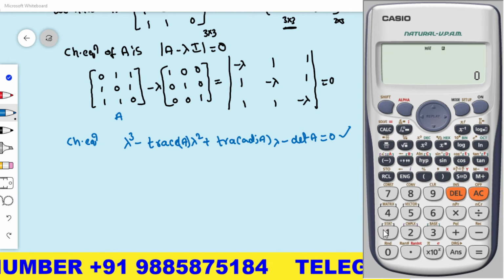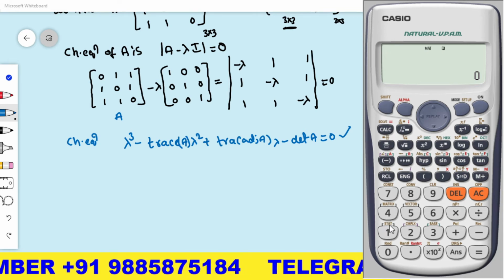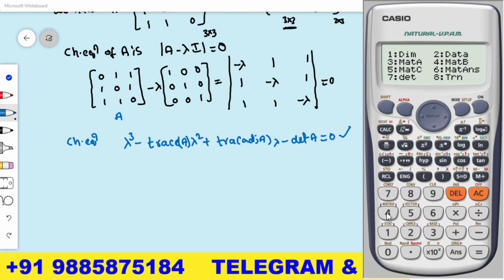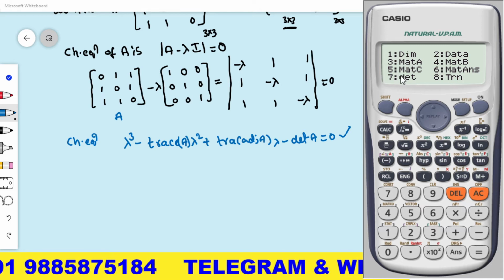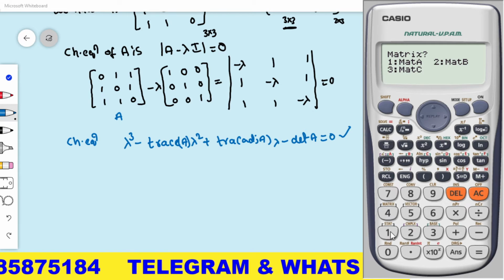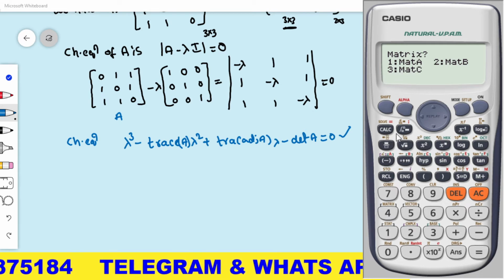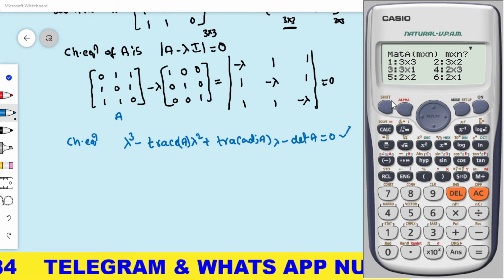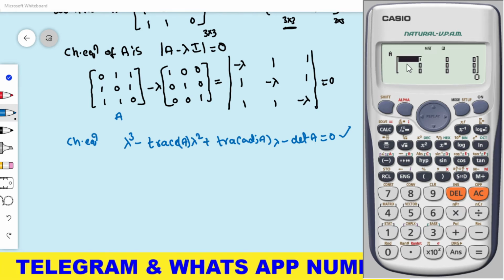Now here you observe, friends, on top of the 4 key is matrix. So press shift 4. Now what we have to do is enter the matrix with dimension 3 by 3. So first you press 1. Give a name. What name are you giving? Matrix A. So press 1. Now which dimension do you require? 3 by 3. So press 1.